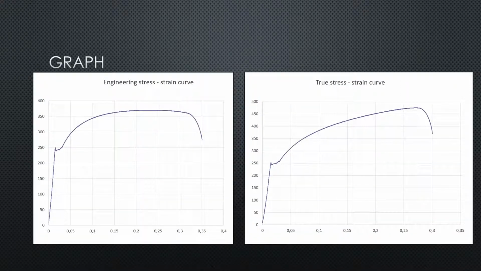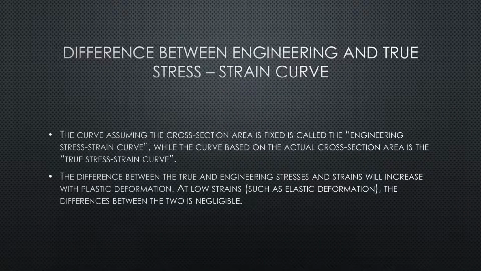On the left side is the engineering stress strain curve, and on the right side is the true stress strain curve. Difference between engineering and true stress strain curve: the curve assuming the cross-section area is fixed is called the engineering stress strain curve, while the curve based on the actual cross-section area is the true stress strain curve. The difference between the true and engineering stress and strains will increase with plastic deformation. At low strains, such as elastic deformation, the difference between the two is negligible.